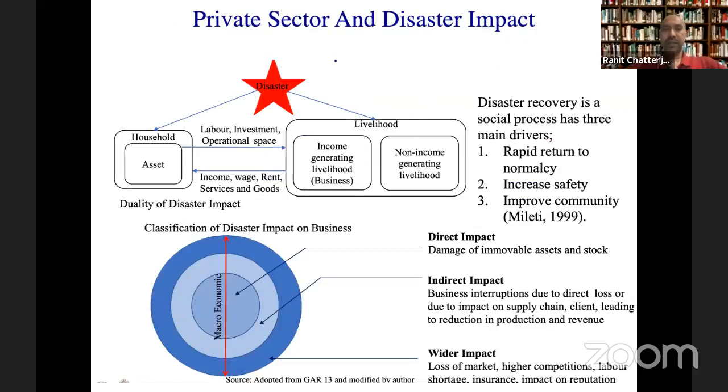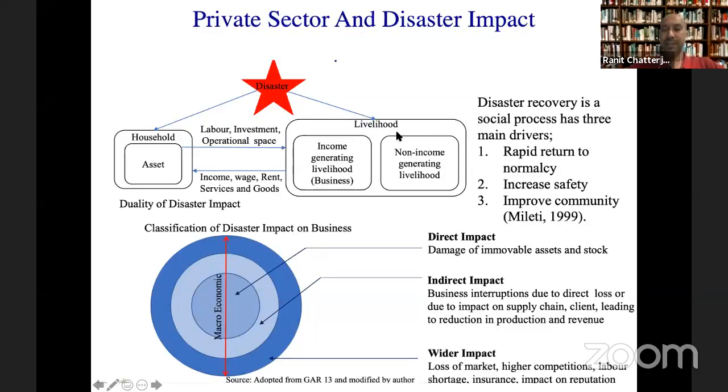Looking at the private sector, how does the private sector get affected in case of a disaster? If I look at a private small business, I am not talking about the big businesses, but the smaller ones, a disaster would affect a household and its assets. And it would also affect the livelihood.